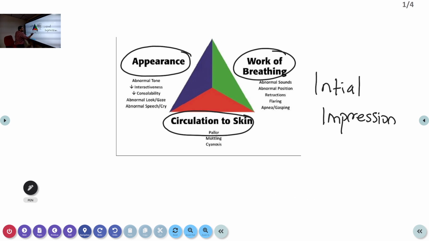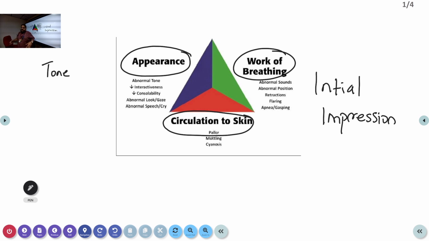In the appearance of the child, the first important thing to look at is the tone of the child. What is the tone of the child? Is the child able to walk? Is the child limping? Or is the child floppy? The mother is carrying the child lying down like this. What should be the normal? The child should be moving his limbs. That should be the normal tone.